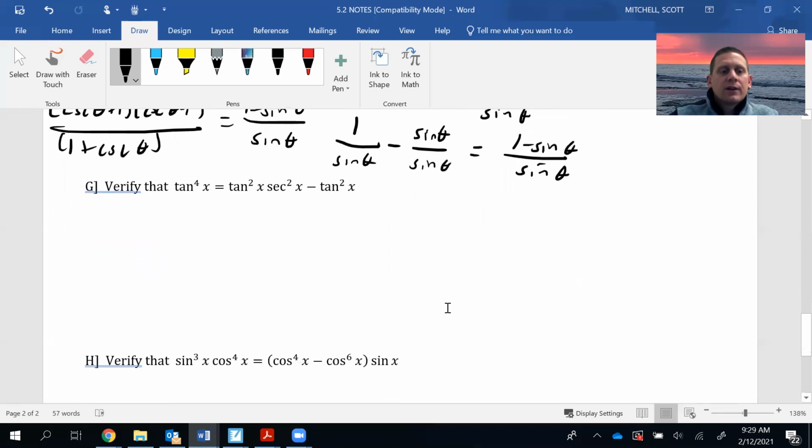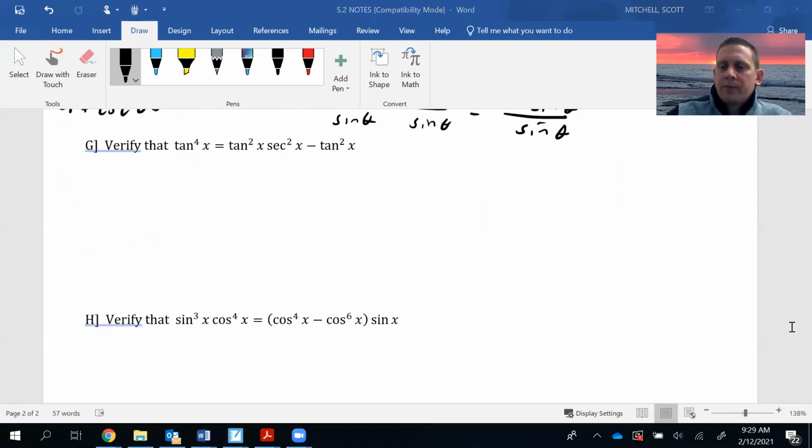All right, let's take a look at letter G. Only a couple more. So verify that the tangent to the fourth of x equals the tangent squared times the secant squared minus the tangent squared. So I'm thinking we want to work with the right side here.